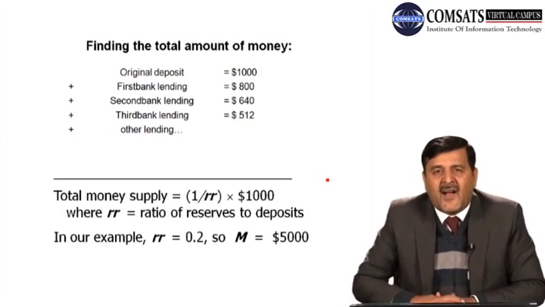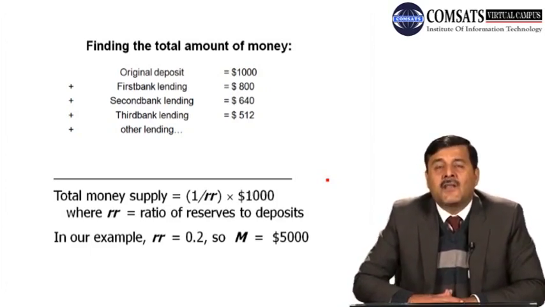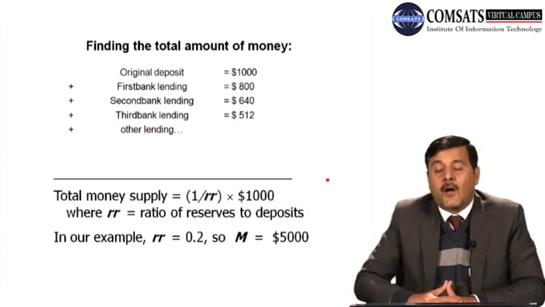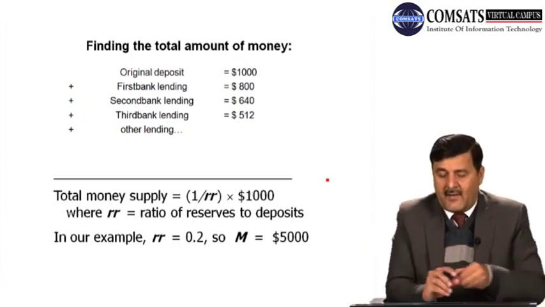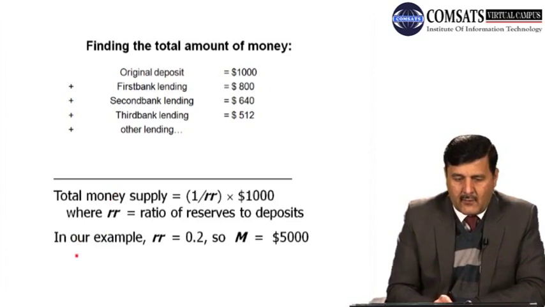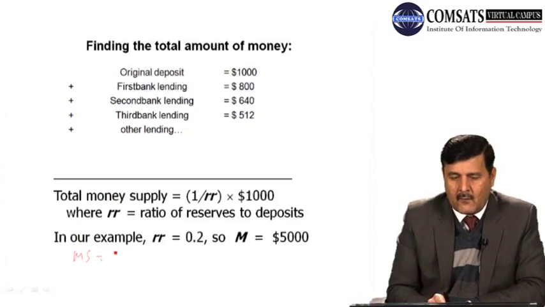Now the total money supply will be equal to 1 over RR into 1000. What is RR? RR is the ratio of the reserves to deposits, right? So in our example, the ratio of reserves to the deposit is 0.2. So M is equal to $5,000. So we can calculate this, as we said, that total money supply is equal to 1 over RR into 1000.